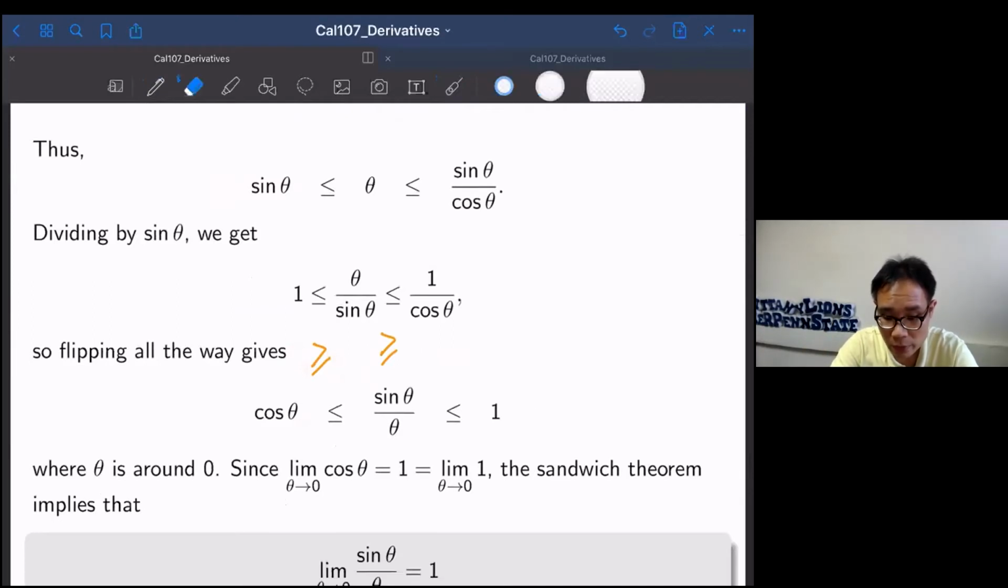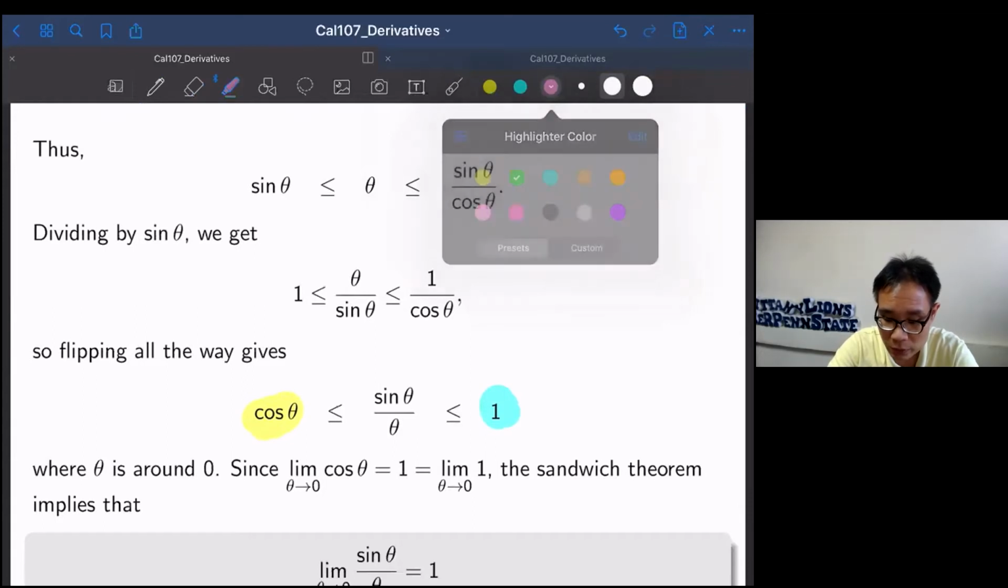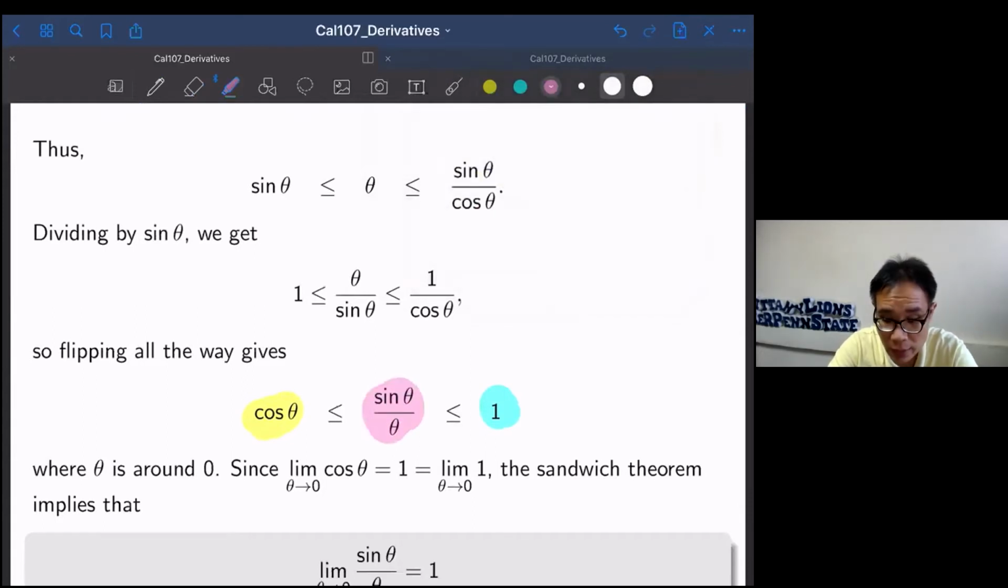So in this case, you get cos theta less than or equal to sine theta over theta, less than or equal to 1. And these are the yellow function and the blue function that we studied in the squeeze theorem. You have the function in the middle equal to sine theta over theta, and the other functions, like I told you before, act like the bread, and this one is going to be the ham.